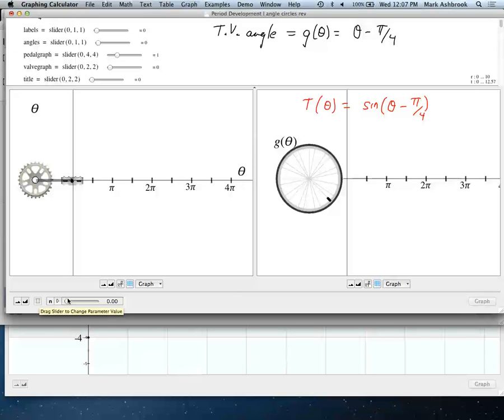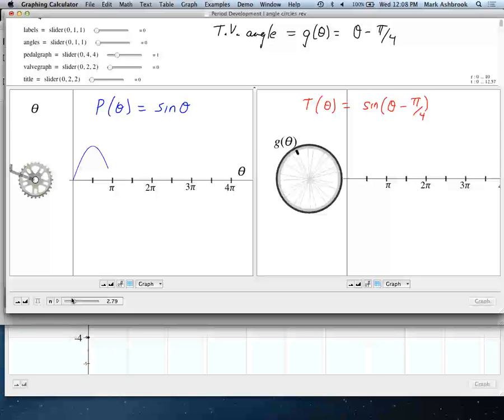So if I want to compare this to the pedal angle, its vertical position, what function would be its vertical position? We'll call that P of theta. So what about the vertical distance above the horizontal diameter for the pedal? Just sine of theta. And you also have an image of what that is. Where does it start? Min, midline, or max? Midline, and it goes to the min or the max? Max first, right? So it's going to look like this. It's going to go to the max, and then back to the midline at pi, and then back to the midline at 2 pi, and then keep going, right?